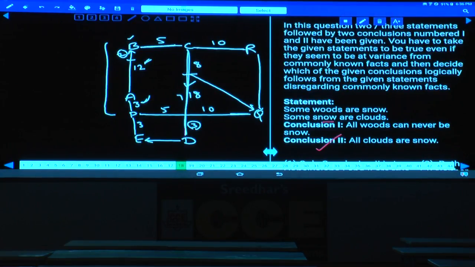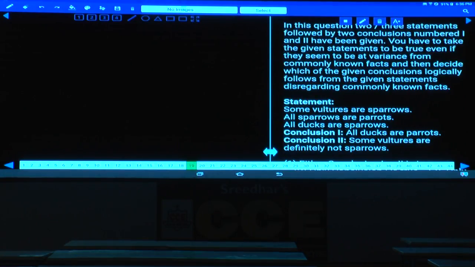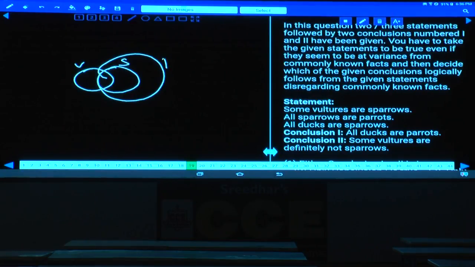Now question number 19. In this question number 19, what is given? Some vultures are sparrows. All sparrows are parrots. And all ducks are sparrows. All these ducks are what? All ducks are sparrows. All sparrows are parrots. And some vultures are sparrows.